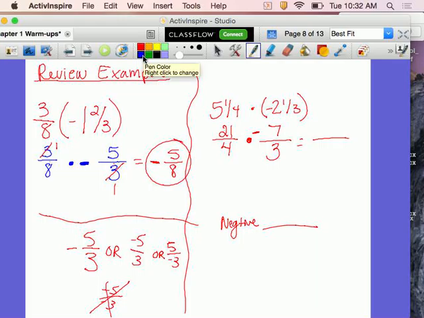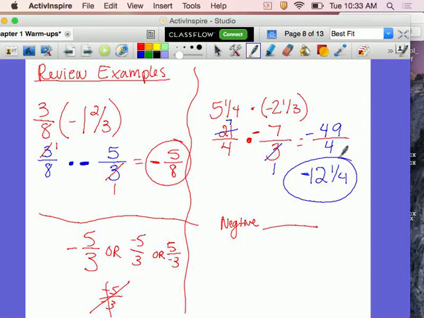So let's see. Cross cancel. Can I cross cancel? 21 and 3. So 3 divided by 3 is 1. 21 divided by 3 is 7. And now 7 times 7 is 49. 4 times 1 is 4. And I know it's negative, so I'm going to put that on there. Okay, so what's my answer? Well, I don't want to leave it as an improper fraction. So 4 goes into 49 12 times. So negative 12 wholes, and how many are left over? 1/4. So negative 12 and 1/4.